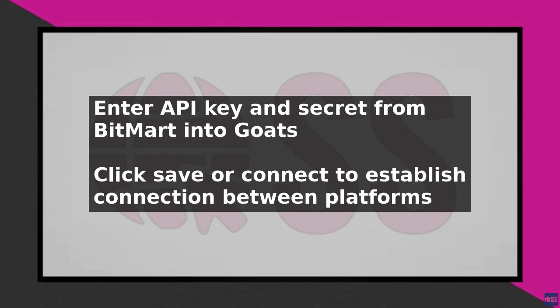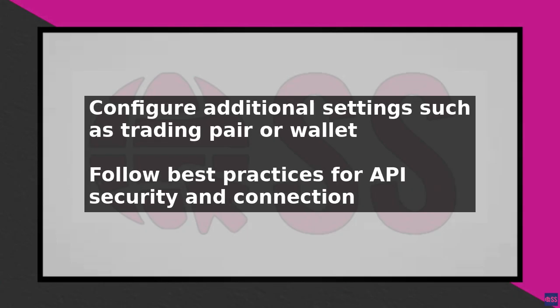Depending on the specific requirements of your GOATS setup, it is essential to follow best practices for API security, such as limiting the permissions of the API key and using a secure connection. By following these steps, you should be able to successfully connect BitMart to GOATS, enabling you to automate your trading activities and take advantage of the features offered by both platforms.